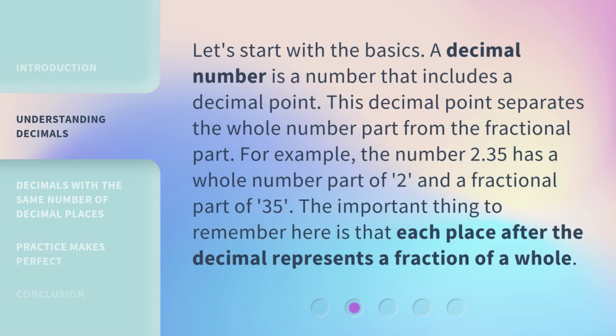Let's start with the basics. A decimal number is a number that includes a decimal point. This decimal point separates the whole number part from the fractional part. For example, the number 2.35 has a whole number part of 2 and a fractional part of 35. The important thing to remember here is that each place after the decimal represents a fraction of a whole.